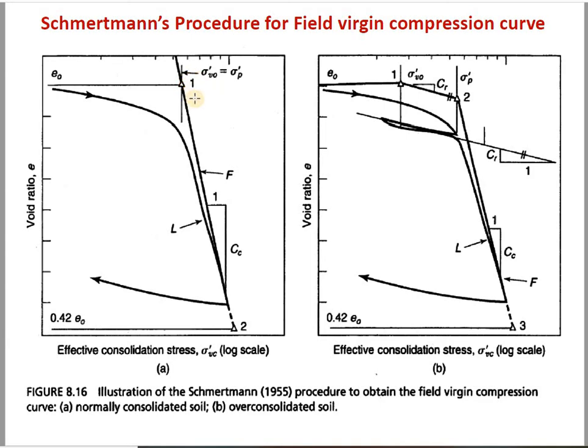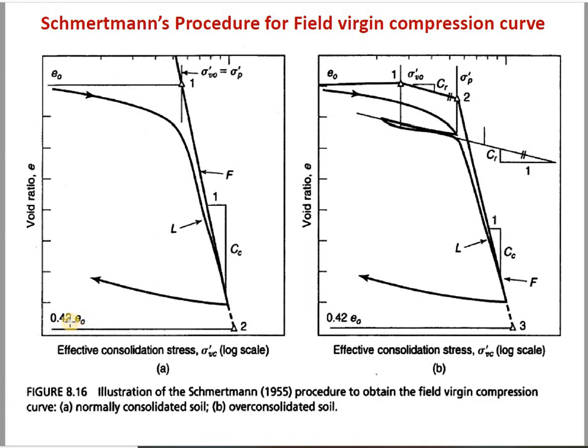Now you extend this normal consolidation curve, or the virgin compression curve, further, and you find a value 0.42 e naught. That 0.42 is actually obtained from the various research conducted by Schmertmann to finalize that value for the corrections of the sample. That is, there will be sample disturbances, and a lot of problems during transportation. So that is why he is using this technique to get the field compression curve. This 0.42 is actually generated from that study.